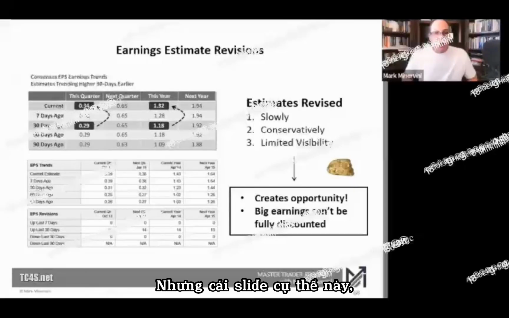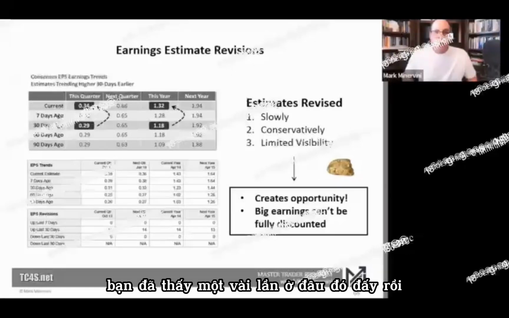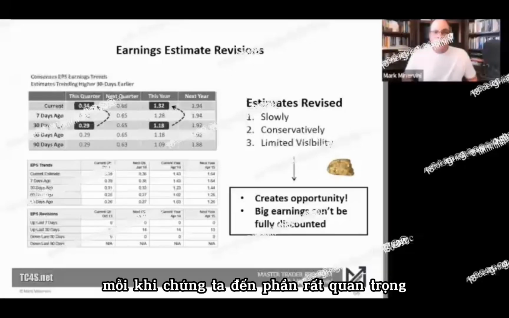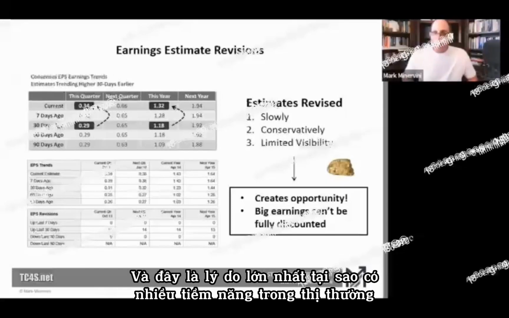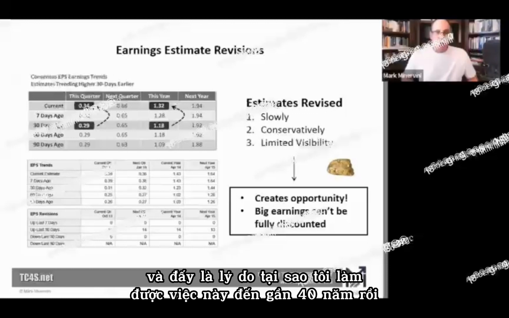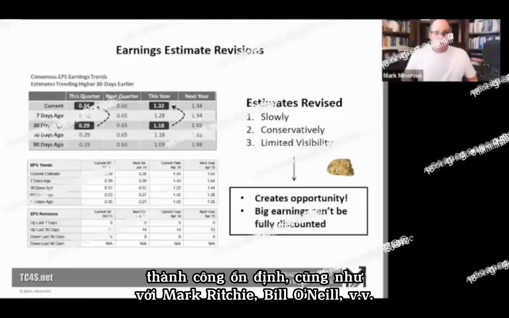This particular slide right here, though, there's a little golden nugget there. We put a few golden nuggets here and there when we get to something that's really, really important. This makes a huge point here, and this is really the whole reason why there's this great opportunity in the market, and the reason why I've been able to do what I do for almost 40 years and consistently be successful, and Mark Ritchie and so forth, and Bill O'Neil and so many others.